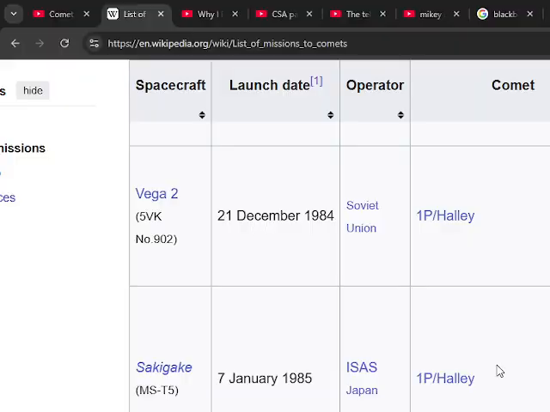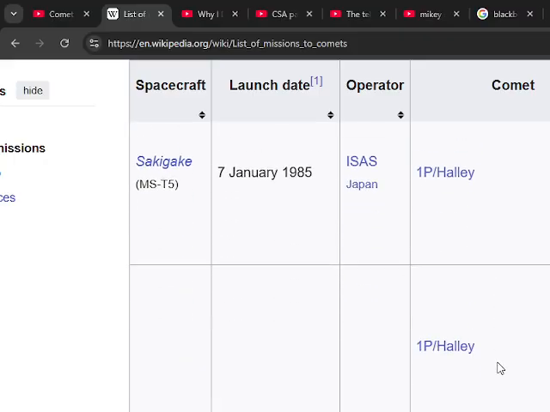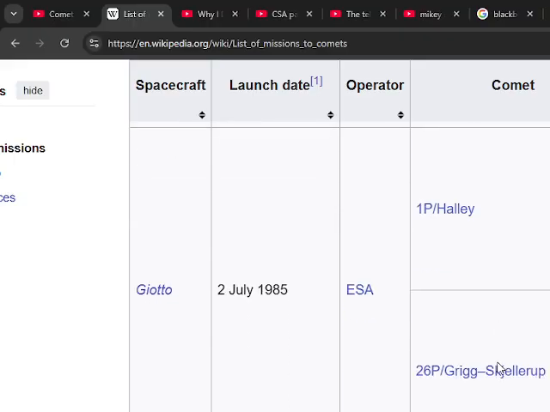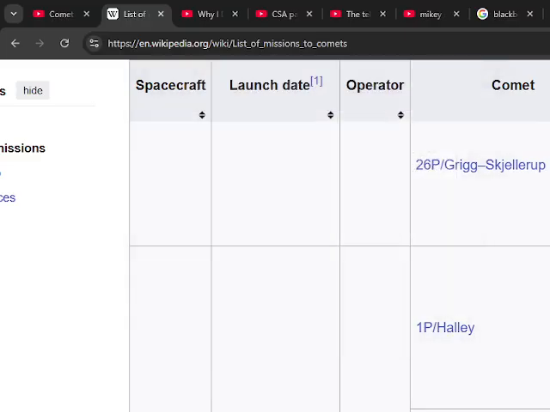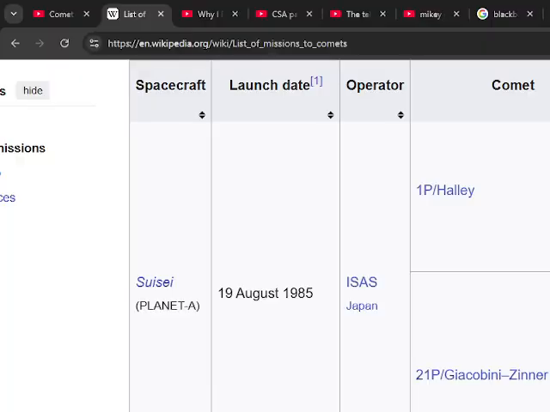A Japanese probe, Sakigaki, and people are going to probably complain about that. There was Giotto in 1985 to Halley and to 26P. The names after it are the people who found it. Halley's Comet was known for a long time before Halley. And this was Suisei from Japan, and 21P.